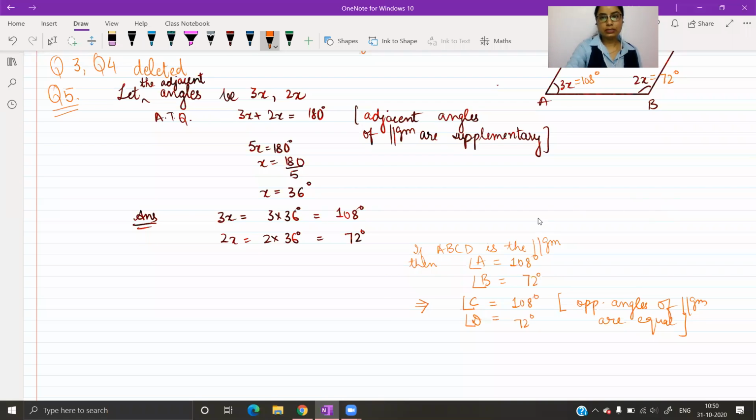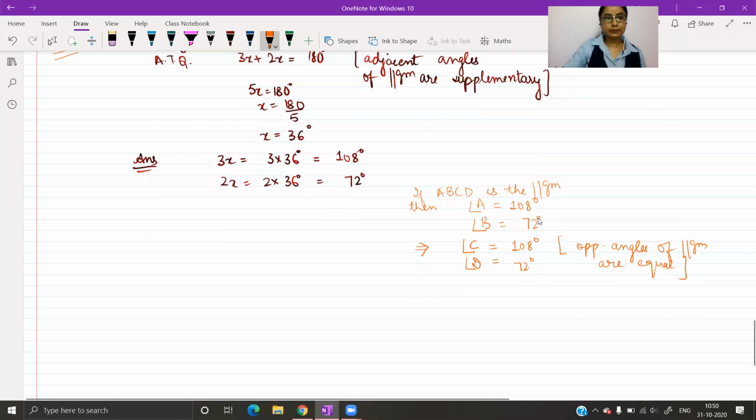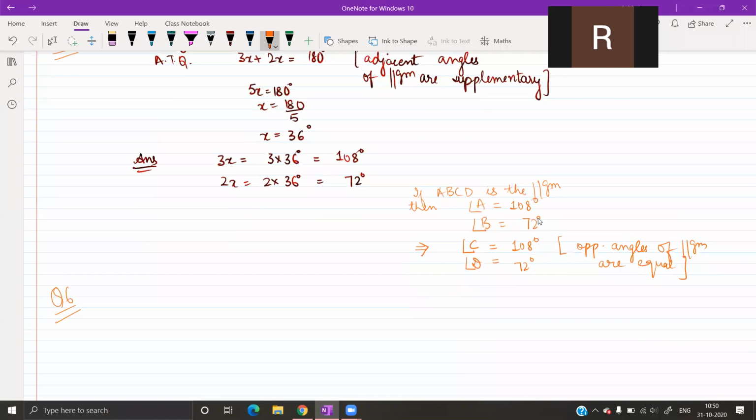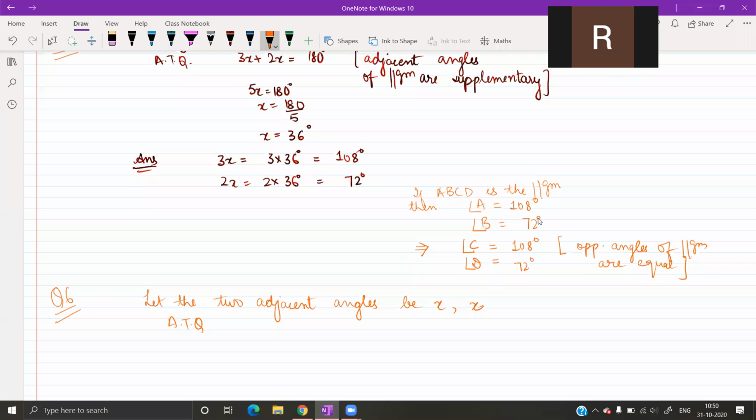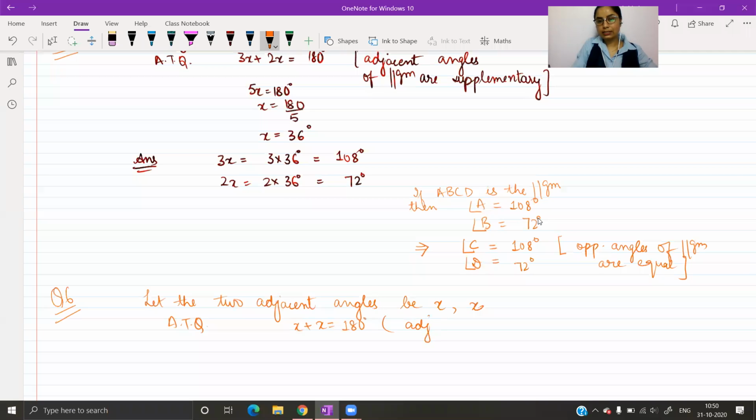Let's write the answer for the 6th question. Done? Very good. Yes, ma'am. Now the angles are equal, so I'm taking them as x each. And since all angles are 90 degrees, that's correct. x plus x will be equal to 180 degrees, since adjacent angles are supplementary for a parallelogram.